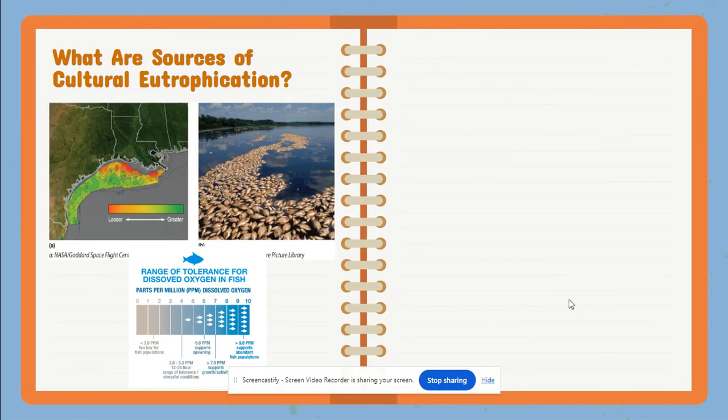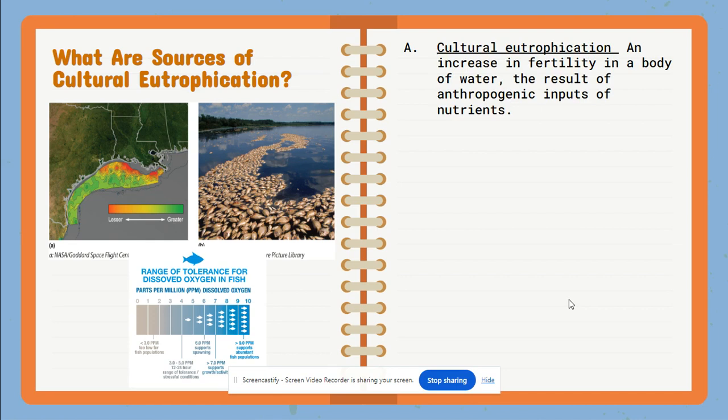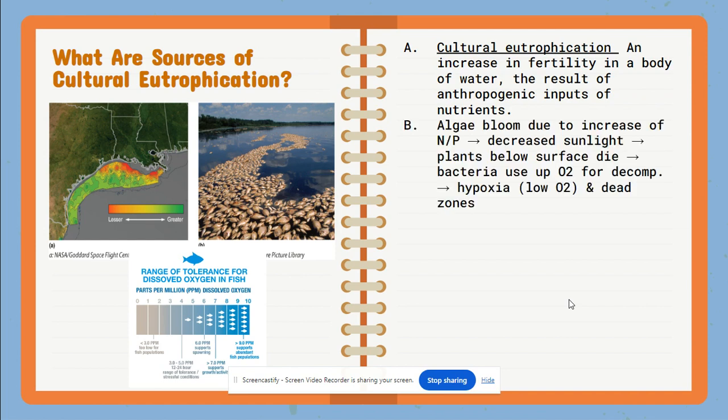Now, eutrophication can happen naturally, as we said in the first slide, right? Lakes can kind of flip back and forth between oligotrophic, mesotrophic, eutrophic. But what are some causes of what's known as cultural eutrophication? Cultural eutrophication is an increase in fertility in a body of water as a result of anthropogenic influence, right? So human influence of inputs.